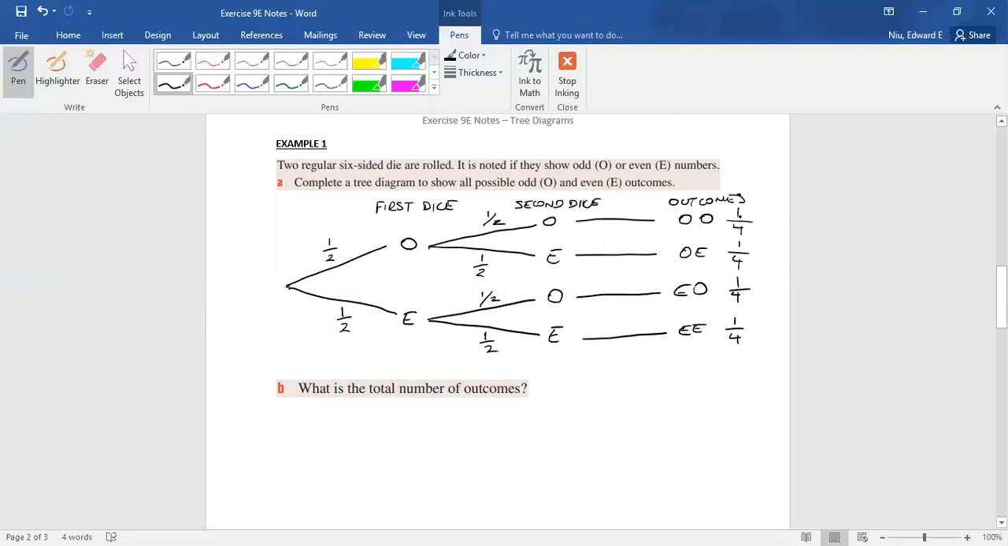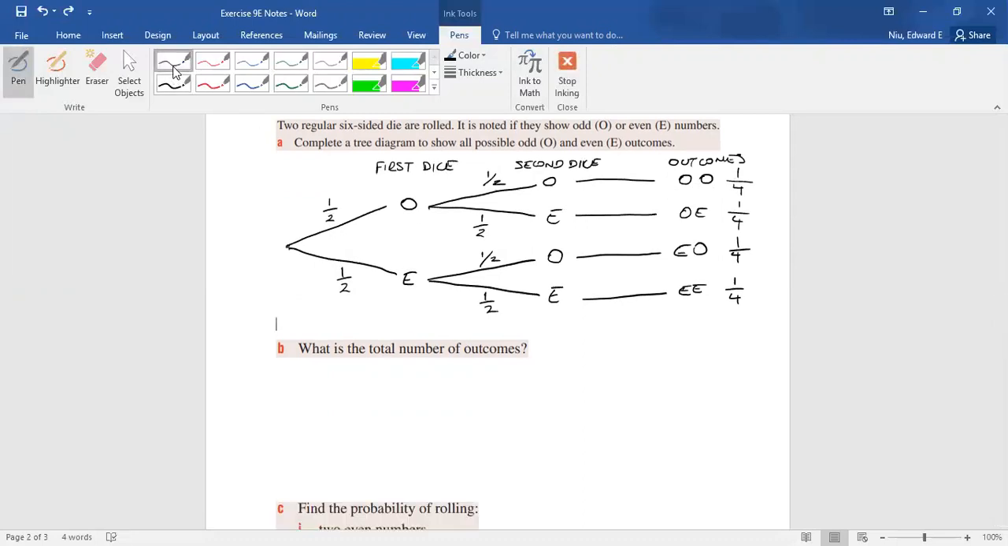Is there another way of calculating this 1 in 4 chance a lot quicker? Yes, you go and times these 2 fraction probabilities. For example, a half times a half, which would also get you 1 on 4 if you do half times a half in your calculator. Right? And then you can do it for each branch like that as well.